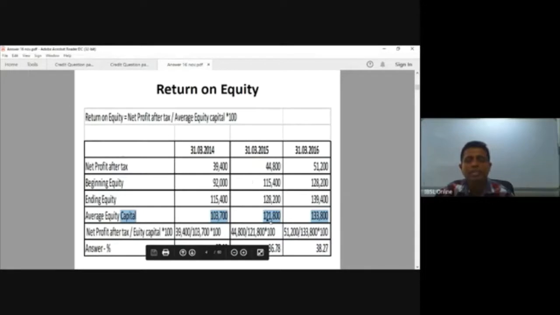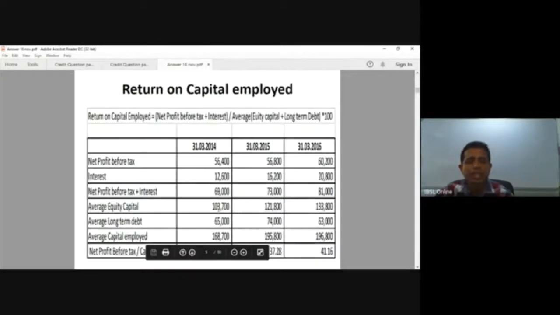103,700, 121,800, 133,800. I took the same figures right here. Then you need to calculate the average long-term debt capital.